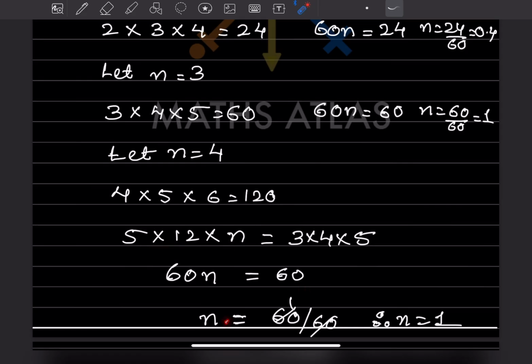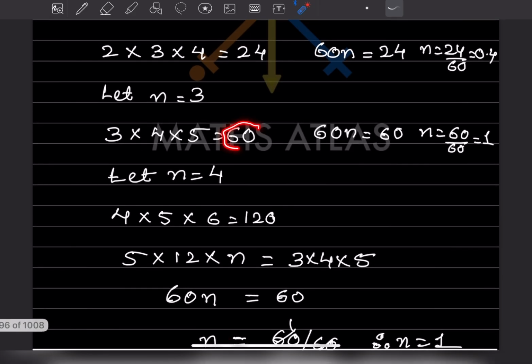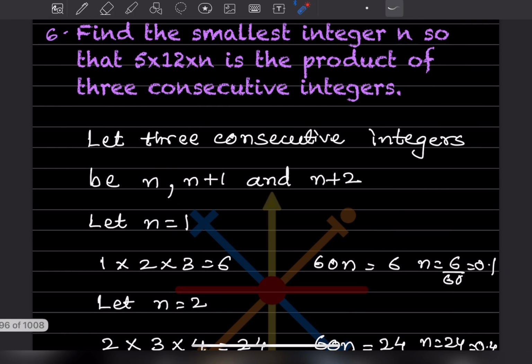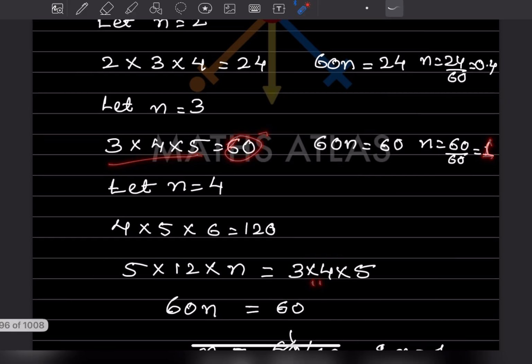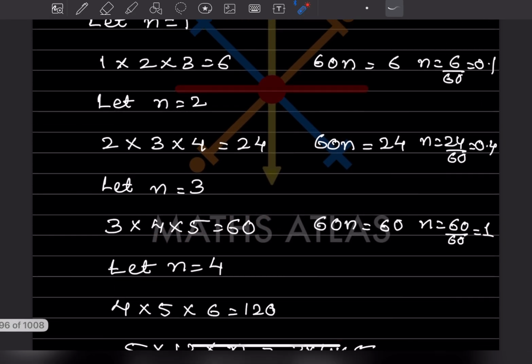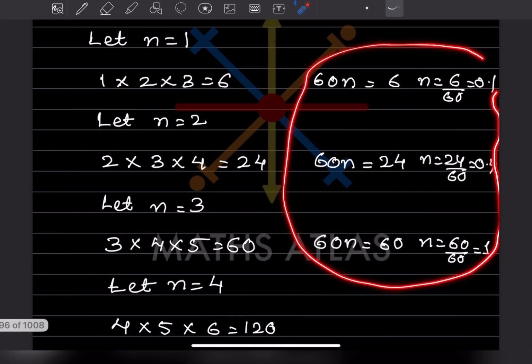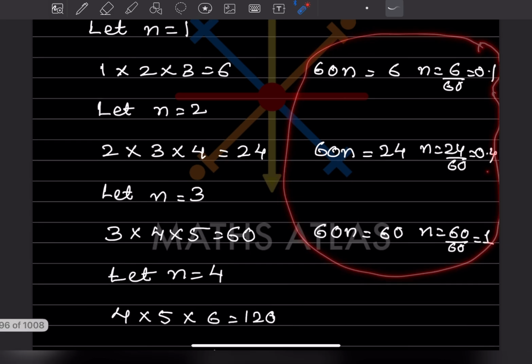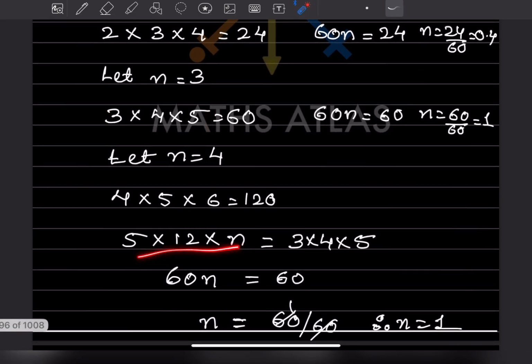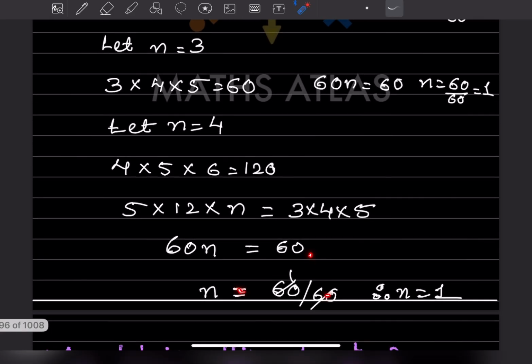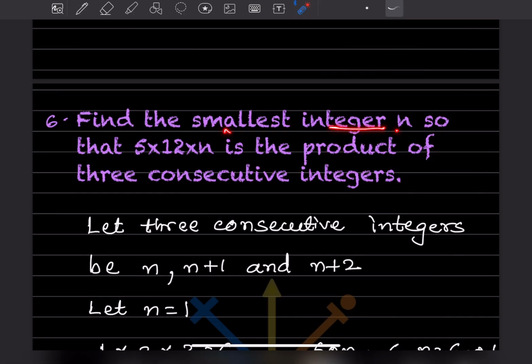Here we got 60 for 3 into 4 into 5, and 5 into 12 into n is here 60. This is why we are writing it, because here we got n as 1. This is the smallest one. This is just roughly how we got the smallest one. So 60n is 60, n will be 60 divided by 60. So n is going to be 1, because they have asked to find the smallest integer n.